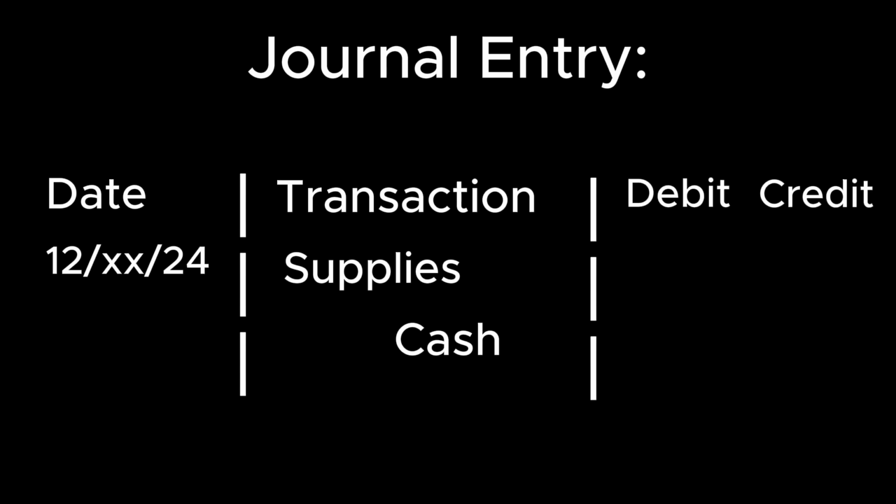Next, determine which account gets debited and which account gets credited. Assets increase with a debit, so that means supplies gets debited for $500, and assets also decrease with a credit, which means cash gets credited for $500. The entry is balanced because the total debits equal the total credits.